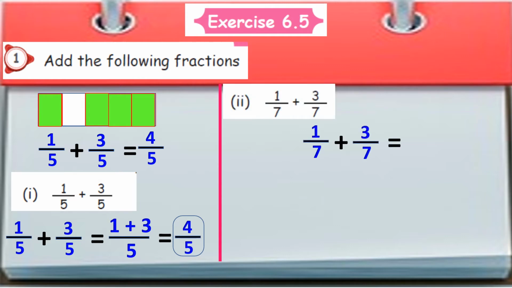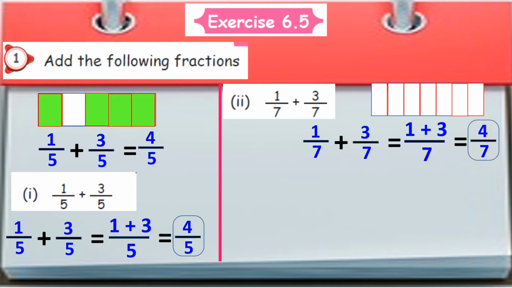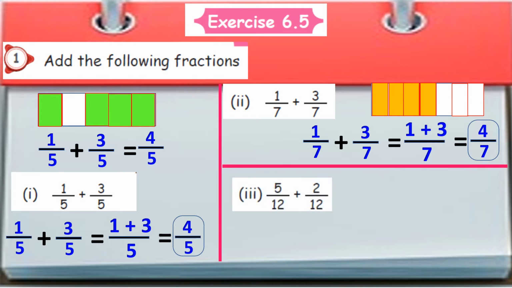1 by 7 plus 3 by 7. Here also, let's write the 7 at the bottom, and in the numerator we have to add 1 plus 3, that is equal to 4 by 7. That's it. It's very easy for you now. So try by yourself. I'll give the picture also. Out of 7 parts, 4 parts are shaded. Let us move to the third sum.